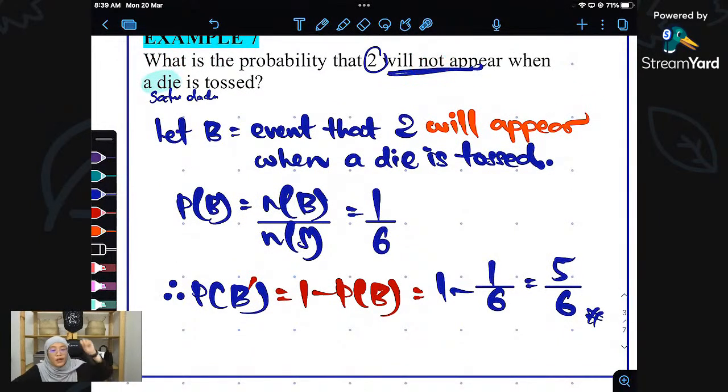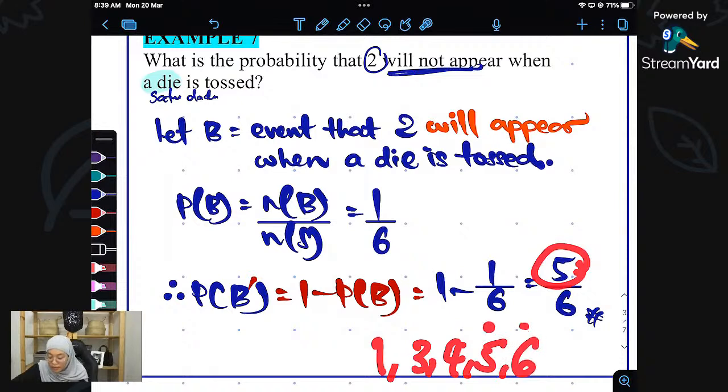So you baling-baling, you tak dapat nombor 2. How many chances? So you tolakkan je lah. By using this complement event, P(B') equals 1 minus P(B), equals 1, or 100% chances, minus 1 over 6. Well, this one is actually representing 100%, you know that. Okay, so 1 minus 1 over 6 is 5 over 6. Kenapa 5 over 6? It's because the number 1, or the number 3, the number 4, or the number 5 or the number 6. These 5 numbers will appear other than number 2. That's why this is 5 over 6.